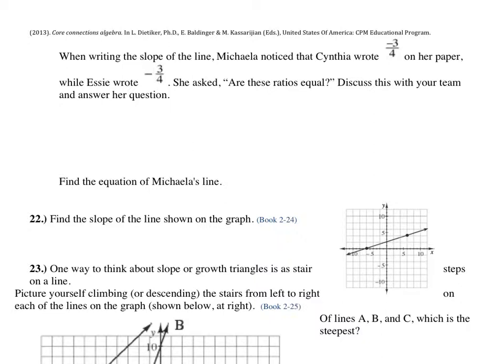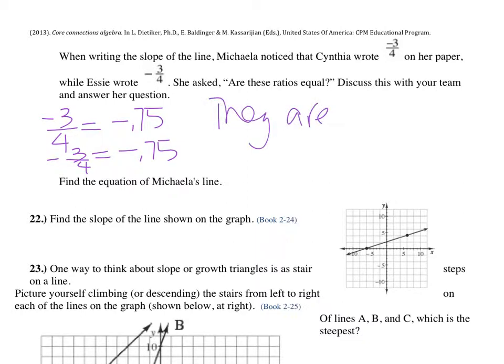So if we think about it, or plug it in your calculator, negative 3 divided by 4 is negative 0.75. If you plug in negative 3/4, you also get negative 0.75. So they are equal. It doesn't matter if the whole fraction is negative or just the numerator. They are equal. So our equation, if we go back and look at the starting value, it is 9. So y is going to be negative 3/4 x plus 9.